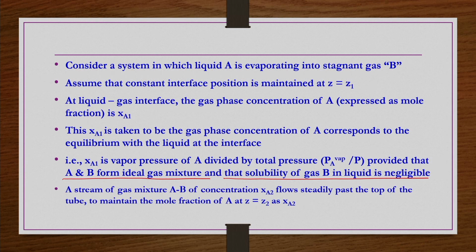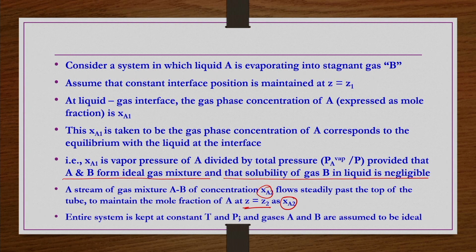A stream of gas mixture AB of concentration XA2 flows steadily past the top of the tube to maintain the mole fraction of A at Z equals Z2 as XA2. Now, the entire system is kept at constant temperature and pressure, and gases A and B are assumed to be ideal.